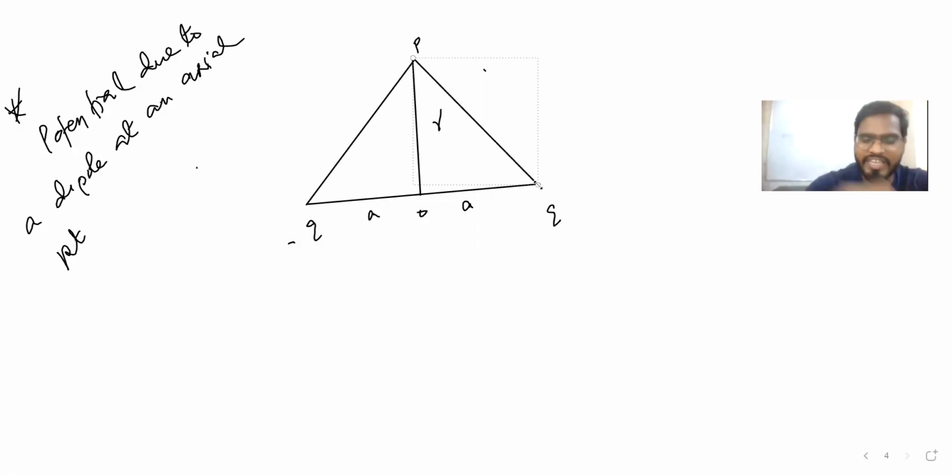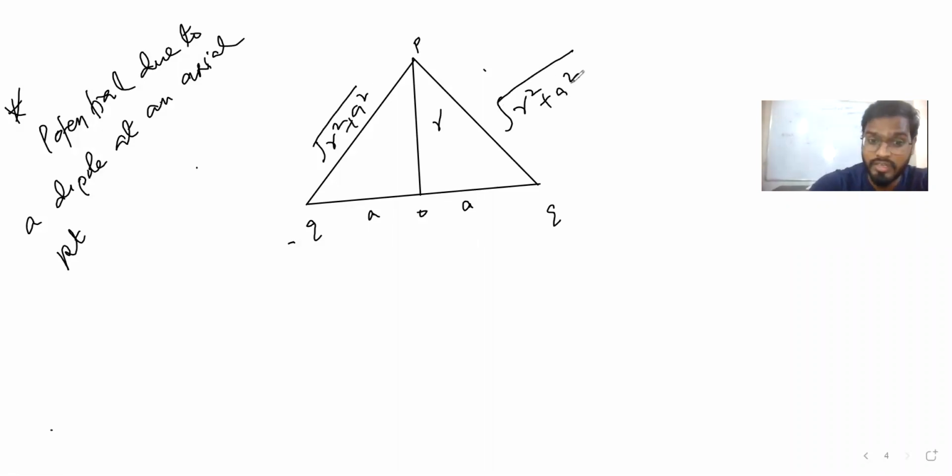So directly we can add it. Okay, so this distance is going to be what? R square plus A square. And this distance is also what? R square plus A square, by Pythagoras theorem, right?